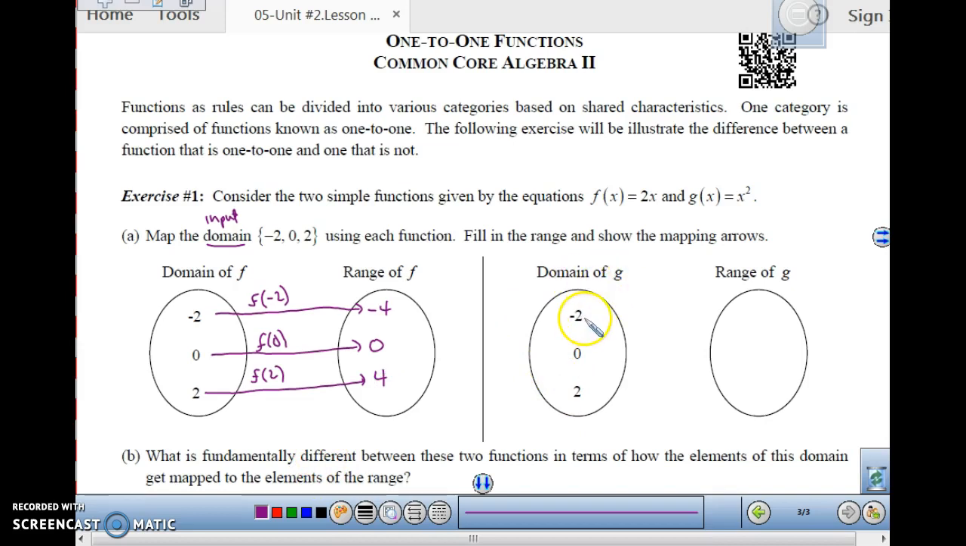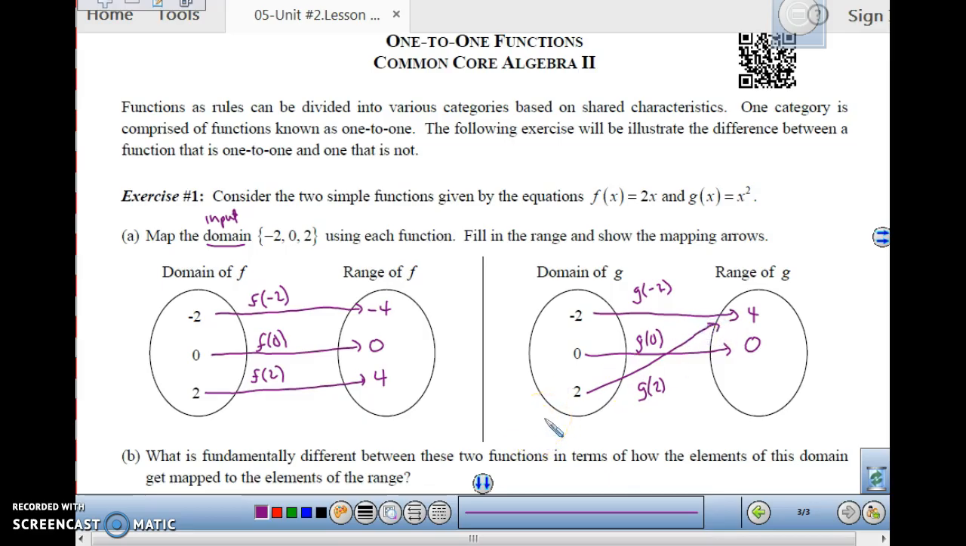If we use g of x with the values -2, 0, and 2, -2 into here would be g of -2. That's -2 squared, which is 4. G of 0 would be 0 squared, which is 0. And g of 2 would also be 4. I'm not going to list the 4 a second time, because we already have it there. Now, if I draw my arrows here, -2 becomes 4, 0 is 0, and 2 becomes 4 as well.